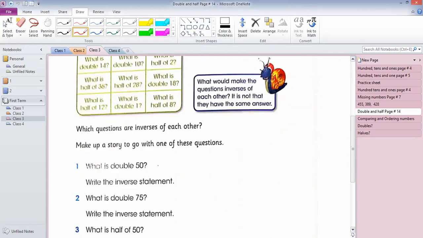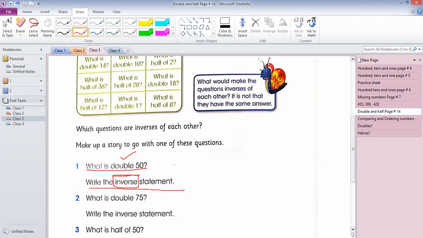The question number 1 is, guys, what is double of 50? And write the inverse statement. Guys, you know about the double, how to find out the double. But this word is new for you, that is inverse.